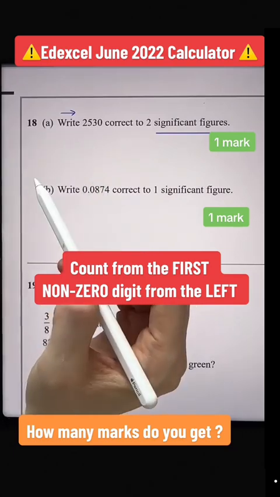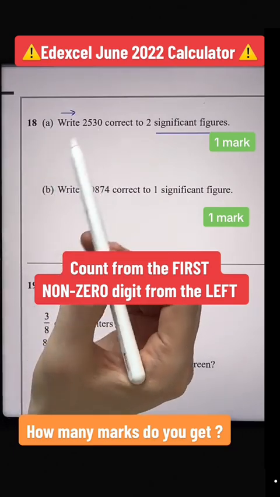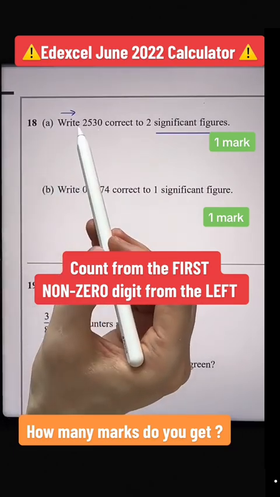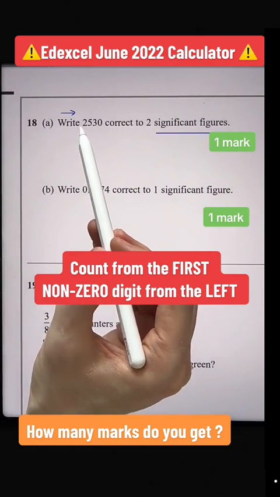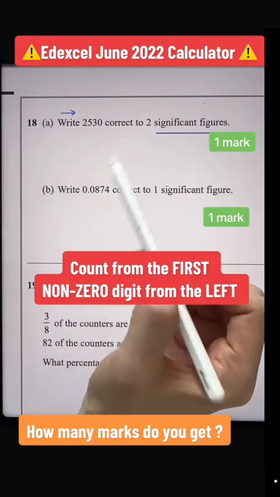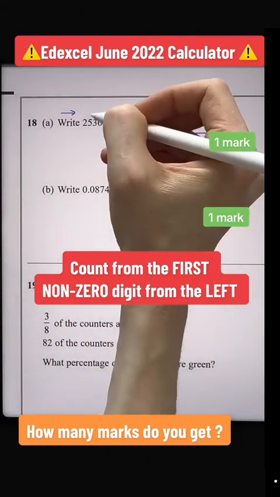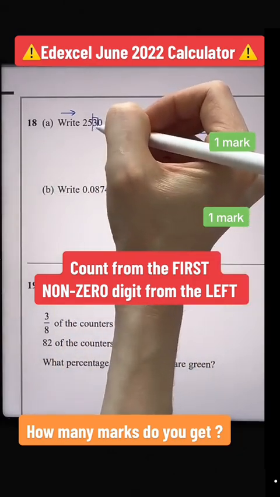When dealing with significant figures, we always start from the left, and we count from our first non-zero digit from the left. In this case, our first non-zero digit from the left is the number 2. Once you start counting, you don't stop. So that's my first significant figure. That would be my second significant figure. As I'm rounding to 2 significant figures, I now stop. Draw a line to the right. The number to the right is called my decider.